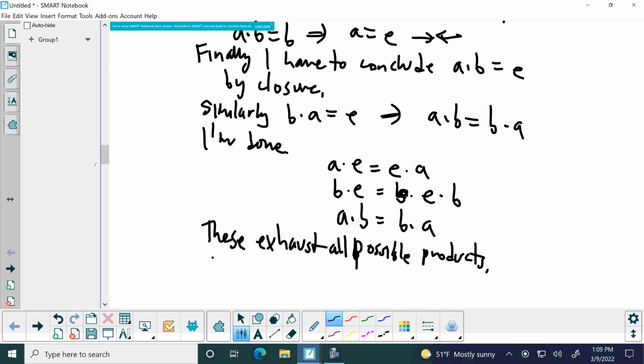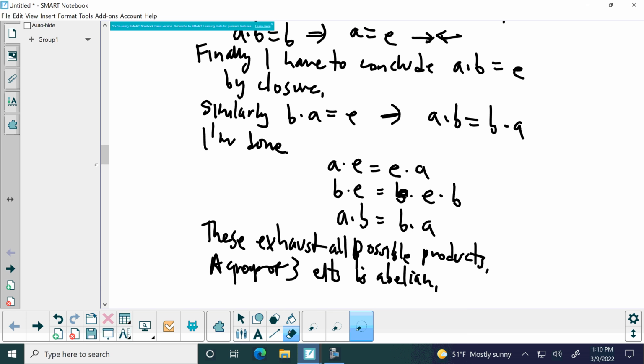So therefore, a group of 3 elements is abelian. I'm just using the properties of groups. So I look at a group of 3 elements. It's got to have an identity, so E has to live in there. So I've got E, A, and B. And then I have to look at A times E is equal to E times A, and B times E is equal to E times B. That's all from my definition of a group.